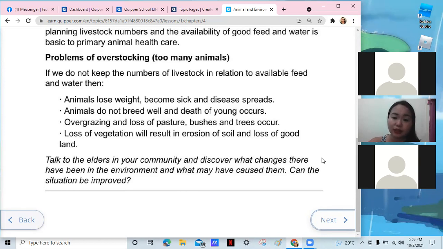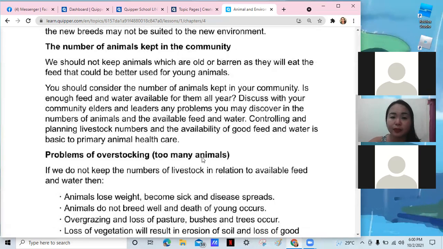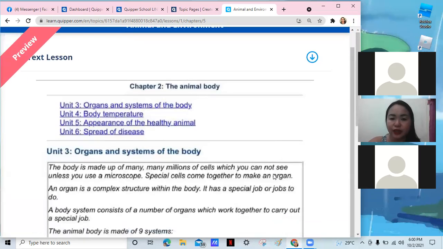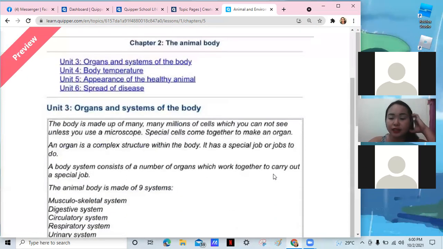So that actually happens. Therefore, too much animal in our community can also result in loss of vegetation and even erosion of our good soil or loss of land. So talk to our elders in our community, because they know our history, what changes happened in the environment and what caused them, and how we can improve our environment and resources. If you have questions or clarifications, you can speak anytime or just open your mic.